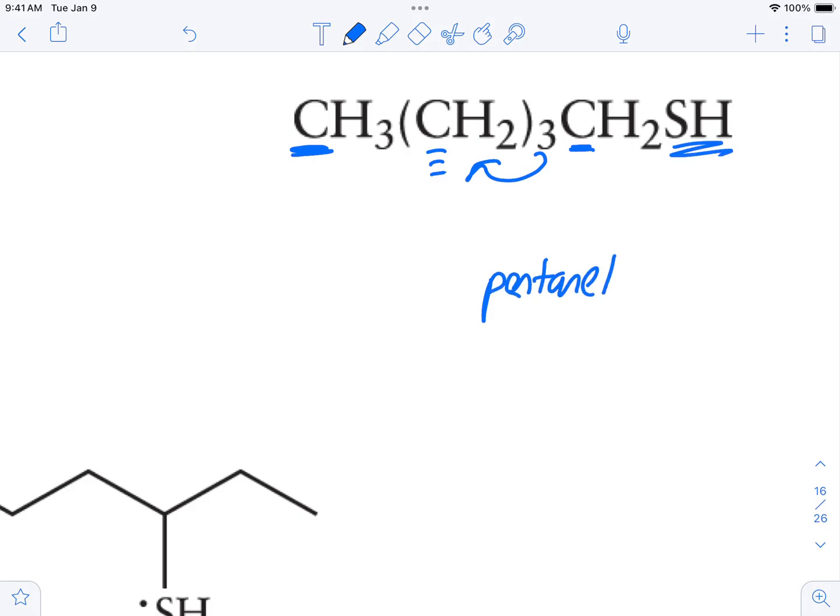Here's my thiol. And then where is it attached to? I'd want to start from the right-hand side here. So this would be my first carbon. This would be carbon 2, 3, 4, and that would be 5. So it's 1 pentane thiol. I would not want to say 5 pentane thiol.